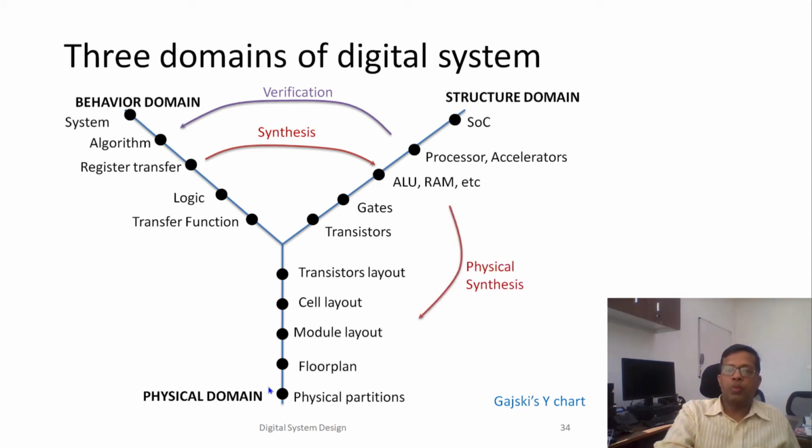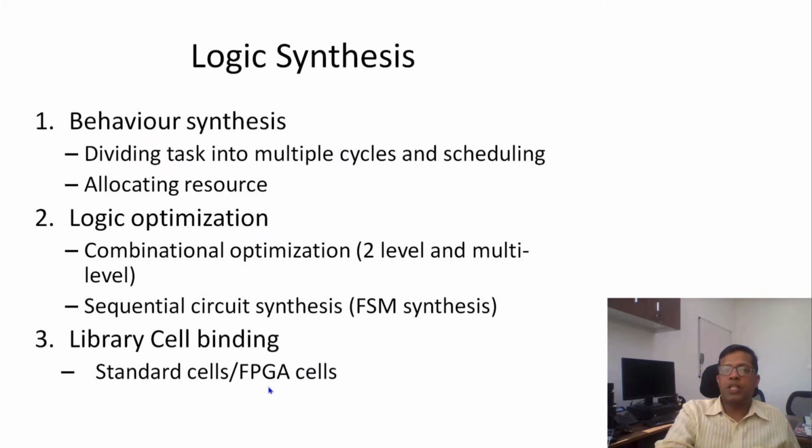Now, what would be the steps? So basically, this is the replication of essentially the previous lecture slide. The first step is from behavior to structure. From behavior to structure, we can call it logic synthesis, or we can call it design synthesis. In design synthesis, the first step is behavior synthesis, where we are allocating tasks to multiple cycles and scheduling, designing the finite state machine, allocating resources.